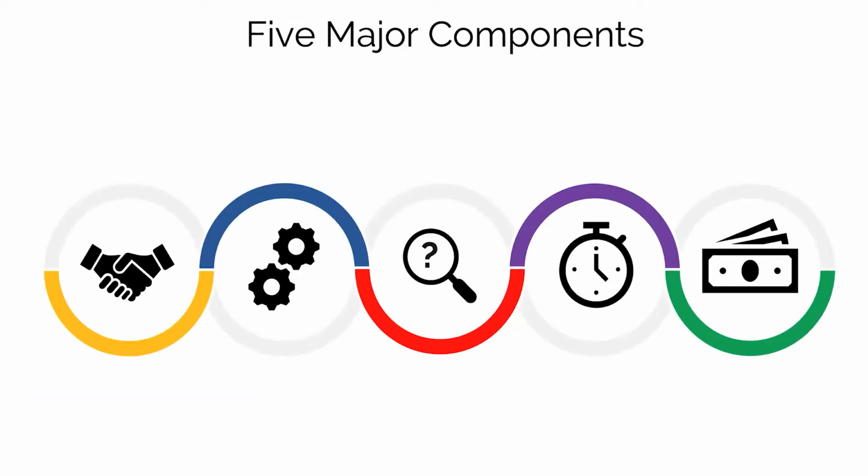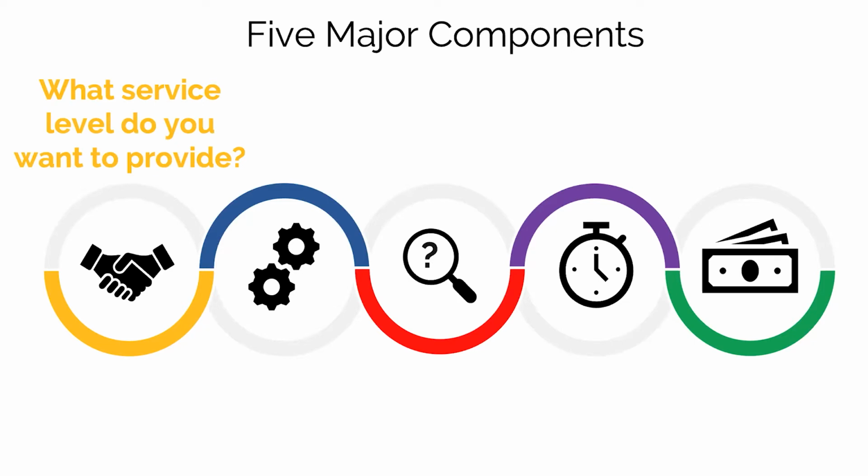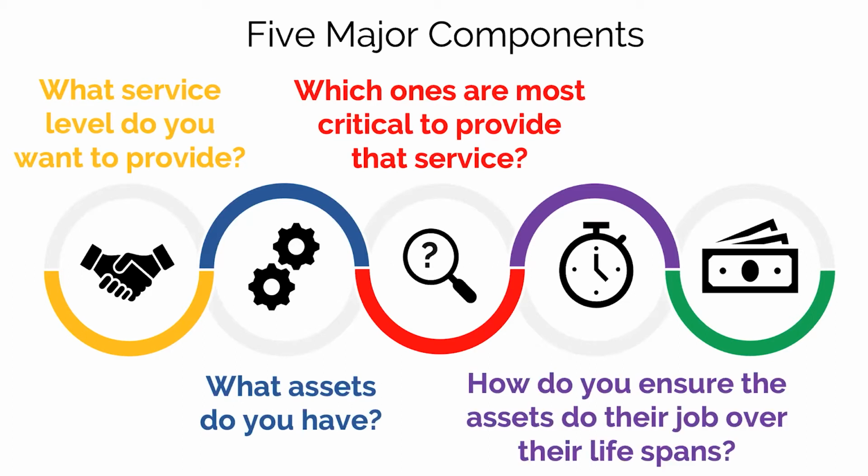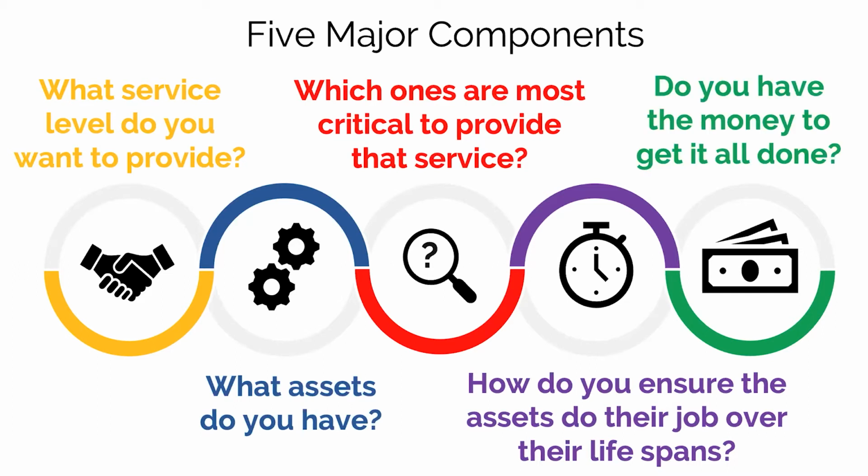Expanding on that idea, asset management really helps you answer 5 important questions about your utility. The first one is, what level of service do you actually want to provide to your customers in terms of water quality, pressure, things like that? The second question is, what assets do you have in order to do that? The third component is determining which of your assets are most critical to providing that service. The fourth question is, how do you ensure that your assets do their jobs over their lifespans? And the last one is, do you have enough money to get all of that done?